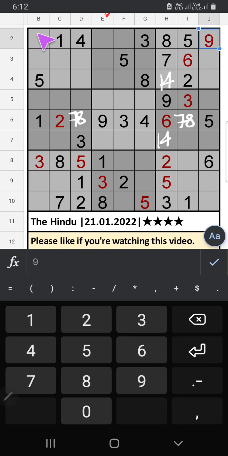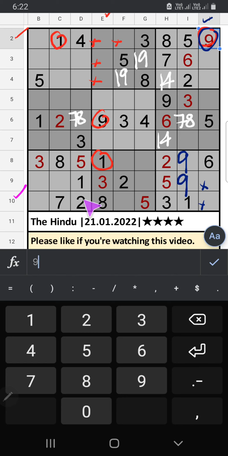Column E and 2nd row we have pair numbers 1 and 9. So 1 and 9 can't come in these cells. It will come in any one of the cells. We'll confirm later. Column J we have 9. So 9 can't come in these cells. 9 will come in any one of the cells. We'll confirm later.